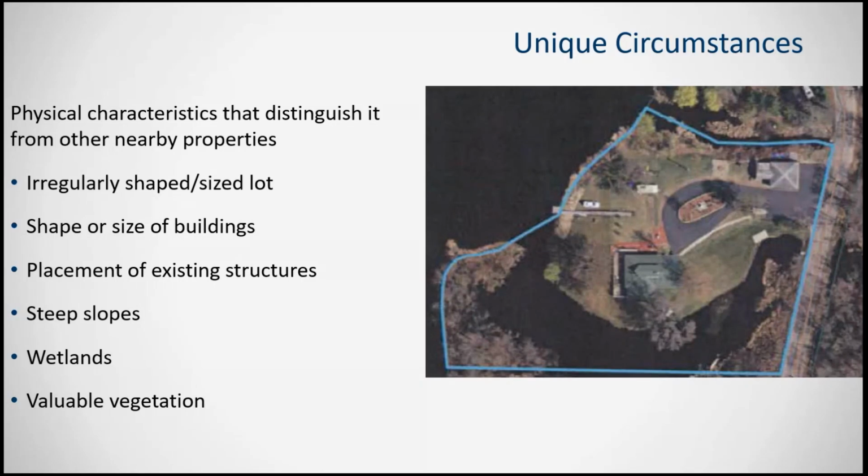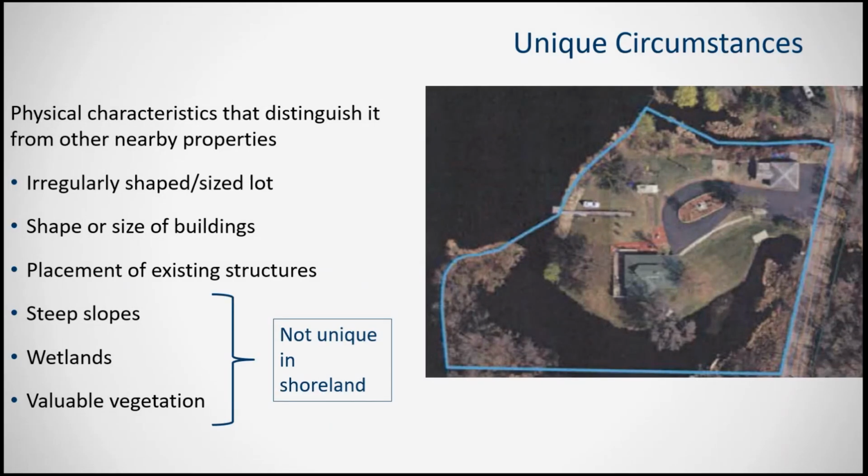When looking at natural characteristics, the important thing to consider is context. For example, there's a variety of things that I've highlighted here that are not unique in shoreland, and in fact, they're very common. And so we want you to be careful about how you think about unique circumstances.